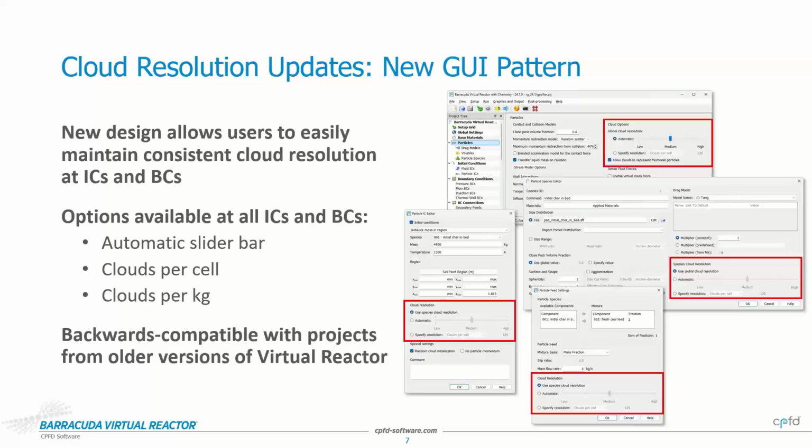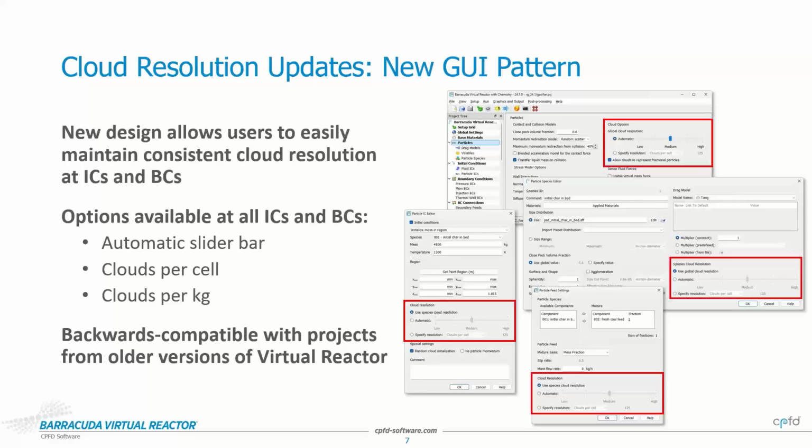Starting in this release, the cloud resolution options, automatic slider bar, clouds per cell, and clouds per kilogram are available at all initial conditions and boundary conditions, and their definitions are the same no matter where they are used. Backwards compatibility has also been maintained, so if you bring in a project from an older version of Barracuda, your setup will not be changed in terms of cloud resolution settings.